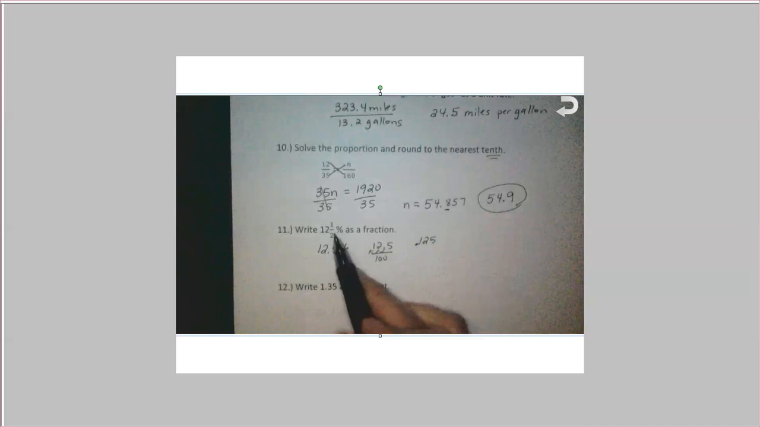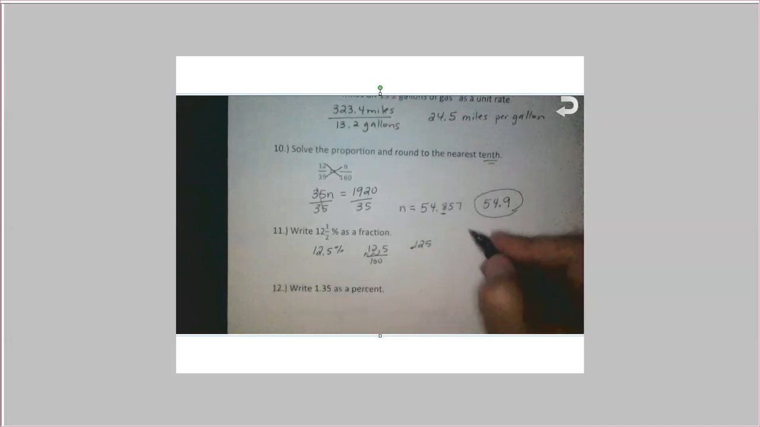Number 11 says to convert this percent into a fraction. Normally with a regular number, I could just move that decimal over 2 spaces. That being 1/2, I could write this as 12.5%. Remember, percent means per 100, so dividing by 100 just moves that decimal backwards 2 spaces, so that would be 0.125. But what if that wasn't a number that I could write as a terminating decimal?